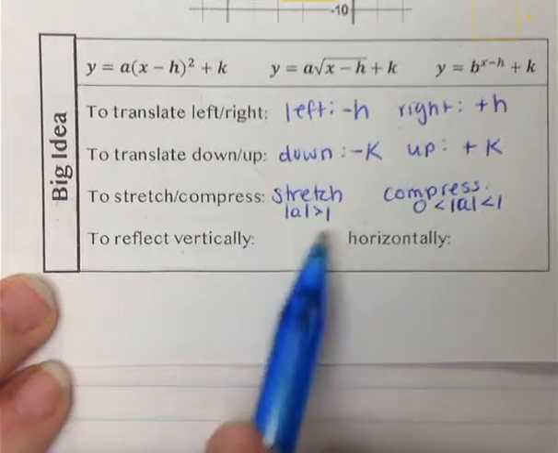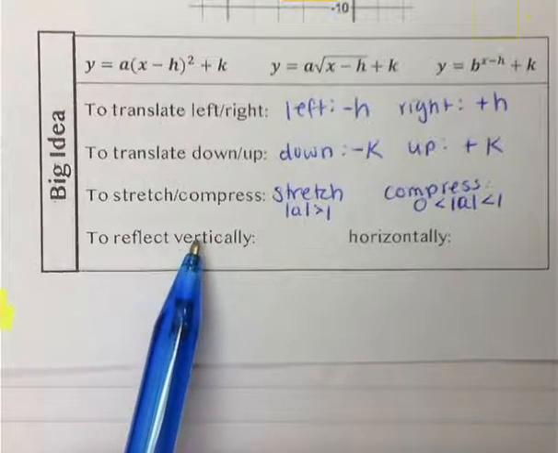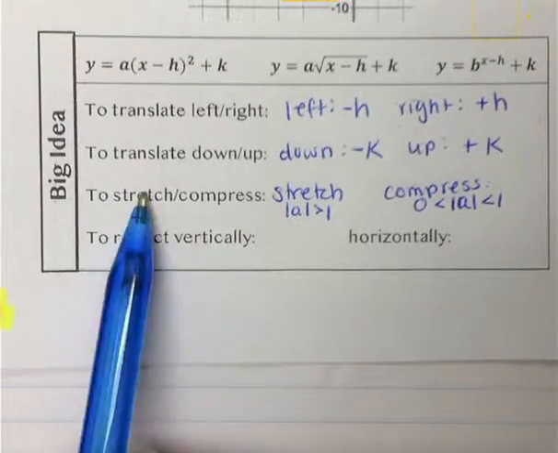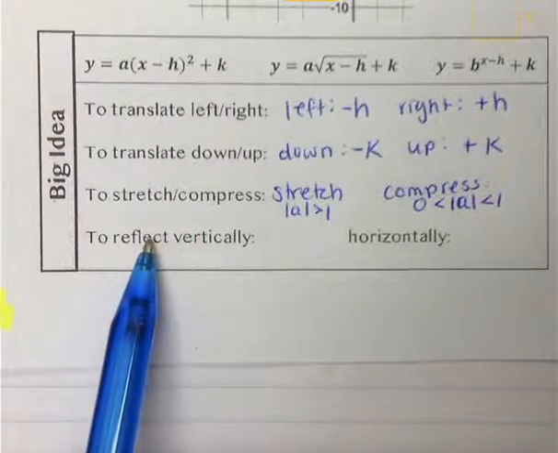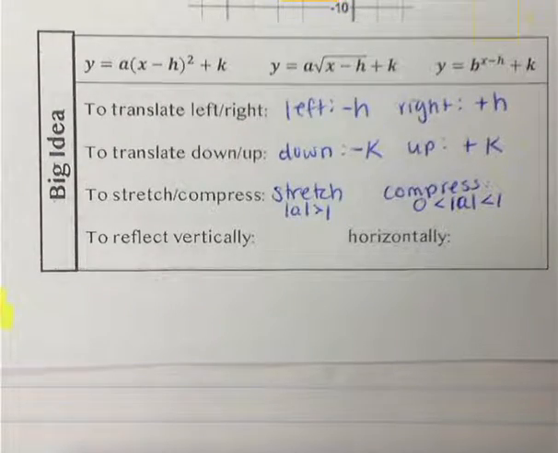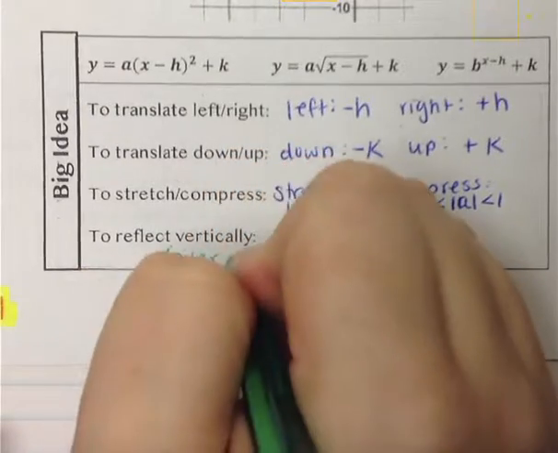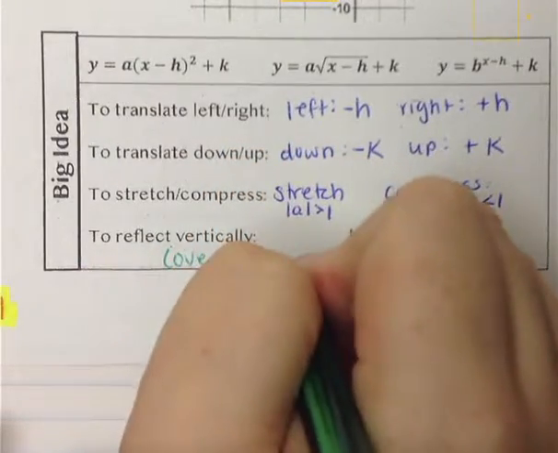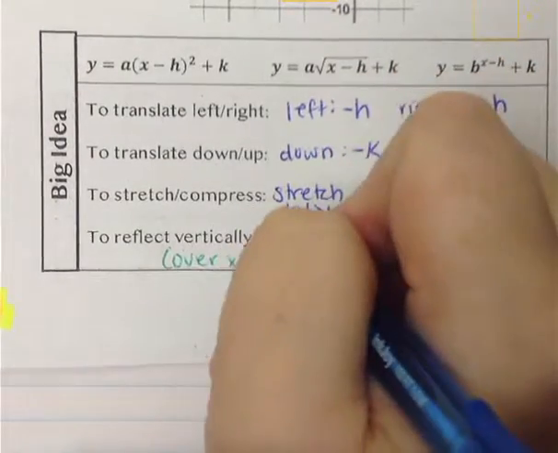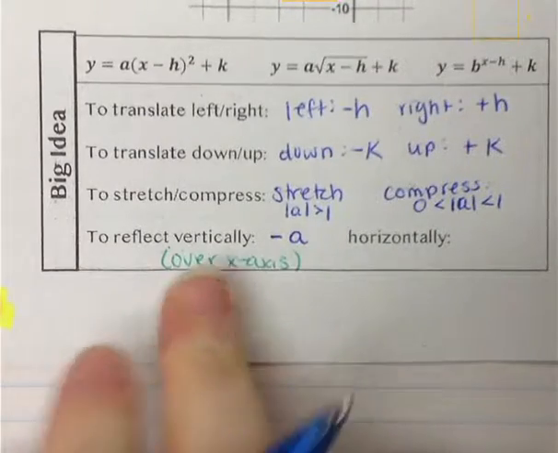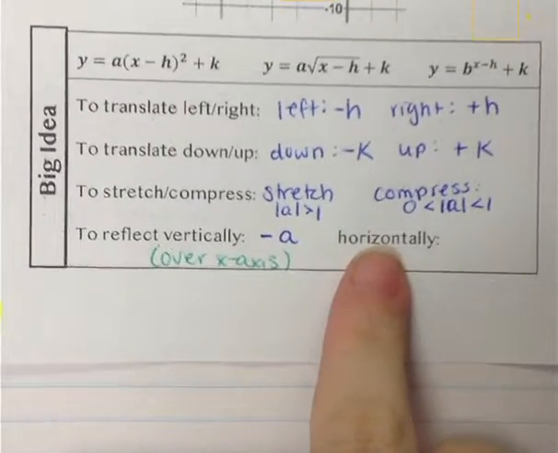But then the a value can also affect the reflection vertically. The a value, again, goes to vertical information. So vertical stretch, vertical compress, and vertically reflecting. So in order to reflect vertically, which really means you're reflecting over the x-axis, that's when your a value is negative. So if you have a negative a value, that means you're going to reflect over the x-axis. That's a vertical reflection. But you can also horizontally reflect.